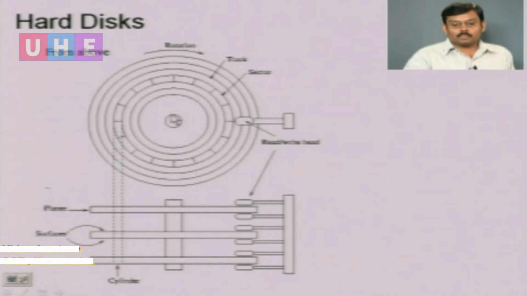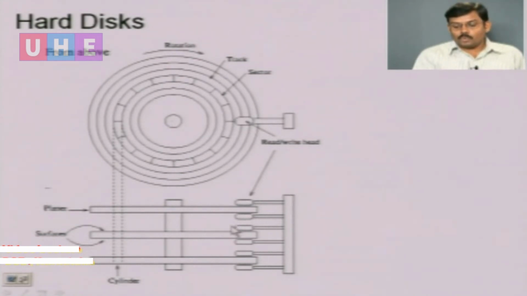but internally it gets divided into what are called tracks, and each track is divided into many sectors. Tracks present in the same parallel area are called cylinders. Okay, so this is a head.